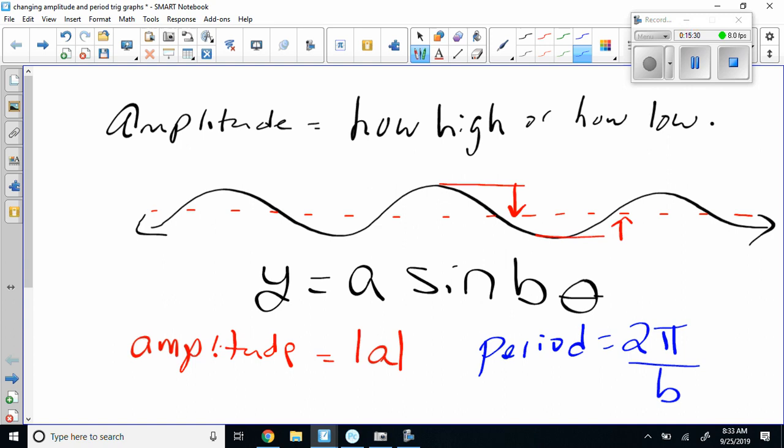If the b is greater than 1, then it gets there that many times quicker, which means it's going to be shorter, right? If the b is less than 1, then it's going to be kind of elongated, right? Does that make sense? So that's what we're looking at. And the period is basically how long it takes for the pattern to repeat.